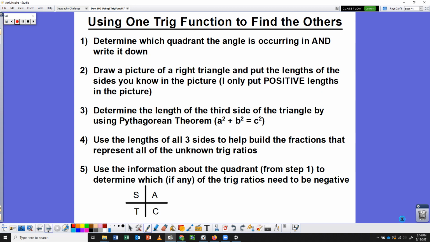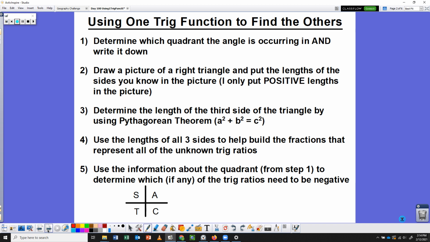So now that we know about those three reciprocal trig functions, and we put that together with the three that we already had, now we have a total of 6 trig functions. What we're going to do is talk about using one trig function to help us find all 5 of the others. So the first thing that has to happen here is we have to determine what quadrant the angle is occurring in and write it down. So make sure you know what quadrant you're in.